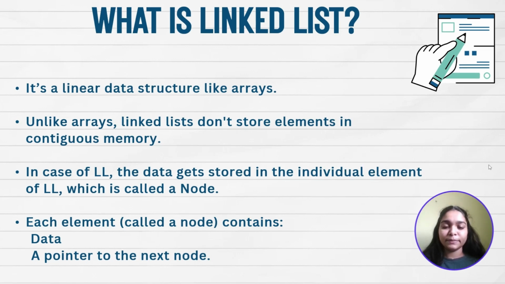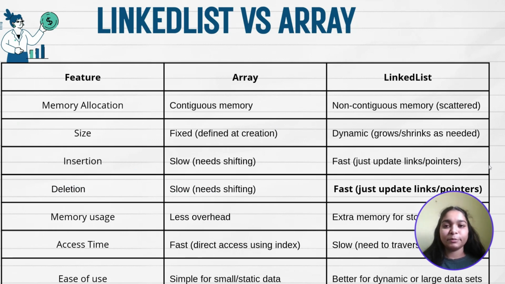Now moving forward, here I listed the differences between linked lists and arrays. As you know, arrays are continuous and linked lists are non-continuous, as discussed. Then arrays are of fixed size, meaning you need to define it at the time of creating it, whereas a linked list is dynamic, it can grow or shrink as per the requirement. Then insertion in arrays takes time, whereas it is fast in a linked list. Same for deletion.